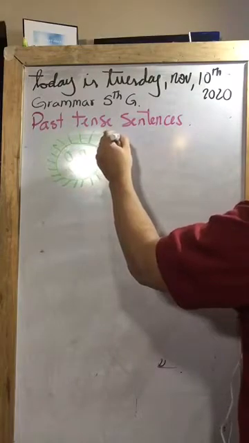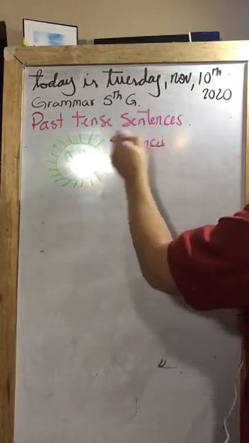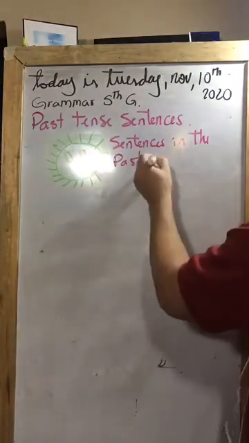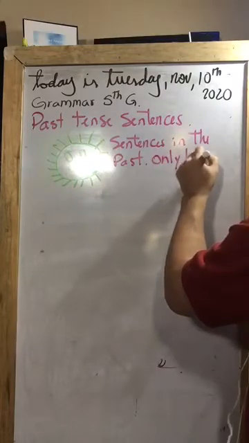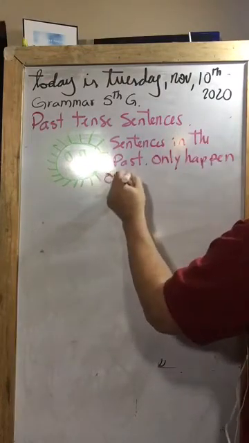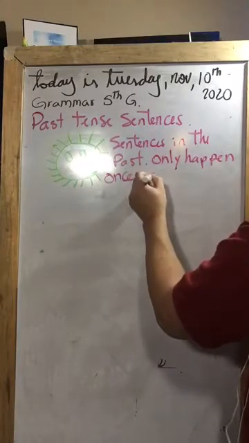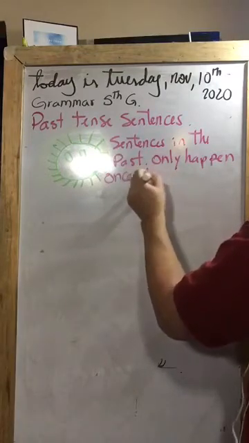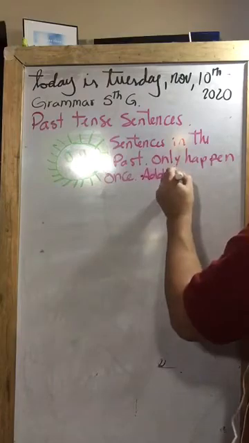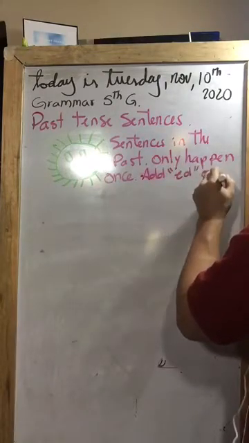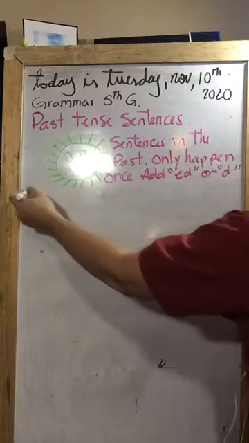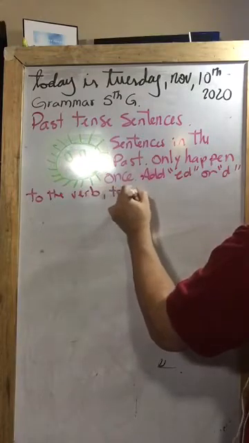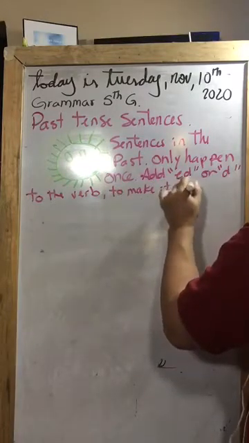So we have sentences in the past, only happen once. Add ed or the to the verb to make it past.